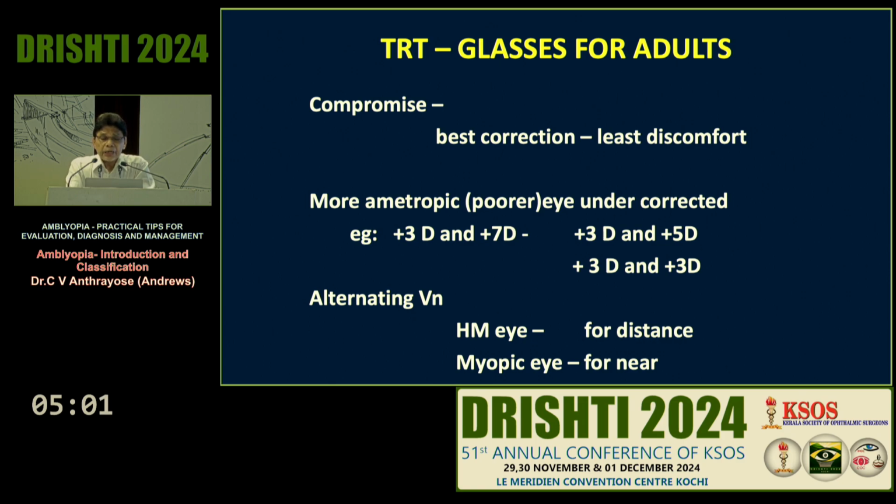When you are treating an adult with amblyopia, you can have a little compromise: best correction with the least discomfort, because the adult may be used to having no glasses for many years. The more ametropic or poorer eye should be under-corrected. If it is 3 diopter and 7 diopter between the 2 eyes, you give +3 for one eye and +5 for the other eye, or you can give both eyes +3. If one eye is hypermetropic and the other myopic, the hypermetropic eye can be used for distance and the myopic eye can be used for near vision.